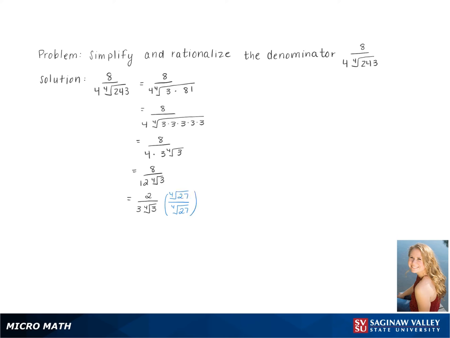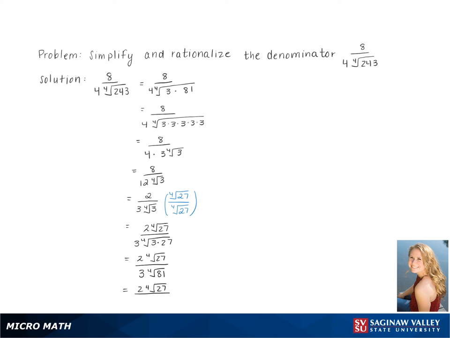Now we must rationalize the denominator, and we choose to do the 4th root of 27. Multiplying that through gives us 2 times the 4th root of 27 over 3 times the 4th root of 3 times 27. This gives us 2 times the 4th root of 27 over 3 times the 4th root of 81.